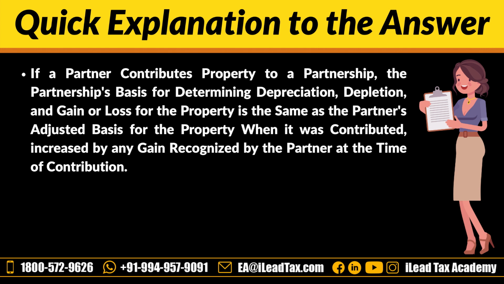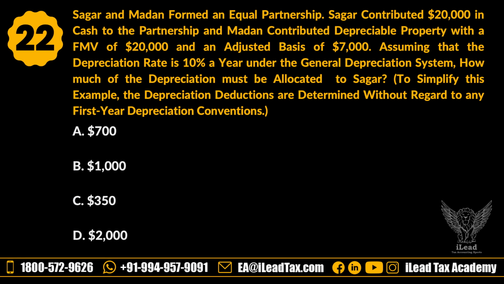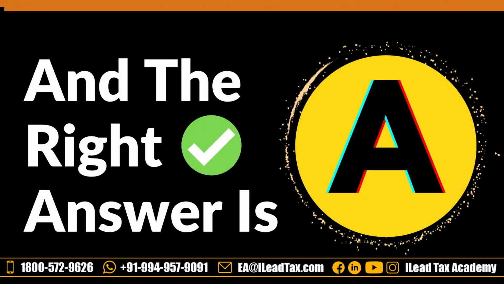Let's go to the next question. Sagar and Madan formed an equal partnership. Sagar contributed 20,000 in cash to the partnership and Madan contributed depreciable property with the FMV of 20,000 and an adjusted basis of 7,000. Assuming that the depreciation rate is 10% a year under the general depreciation system, how much of the depreciation must be allocated to Sagar? A is 700, B 1000, C is 350, D 2000. Let's see the answer. The answer is A, 700.